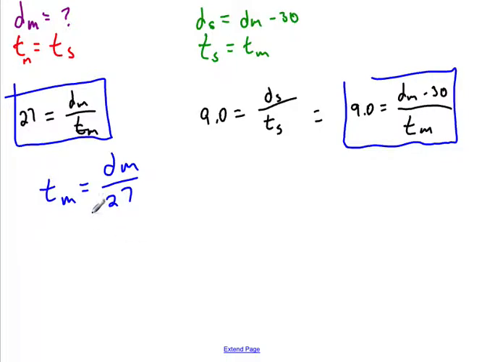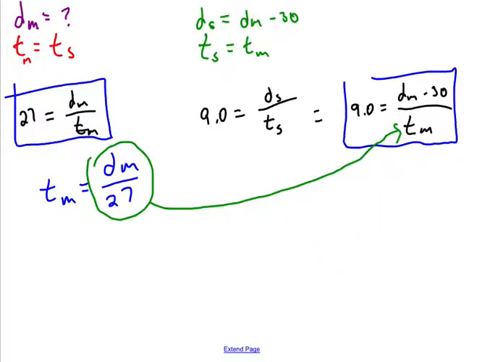Okay, so I rearranged this one, right? You see that, Stephanie, Kaylin? Okay, so I am now going to substitute it in. I'm going to take this and substitute it where, Stephanie? Where do you think I can put this? Over right here? Yeah, let's do that. So now I have 9. I have one equation now. 9 equals dm minus 30 over dm over 27, right?